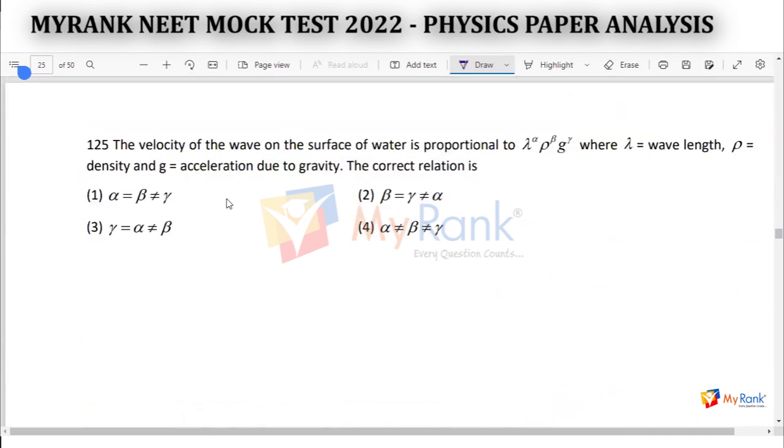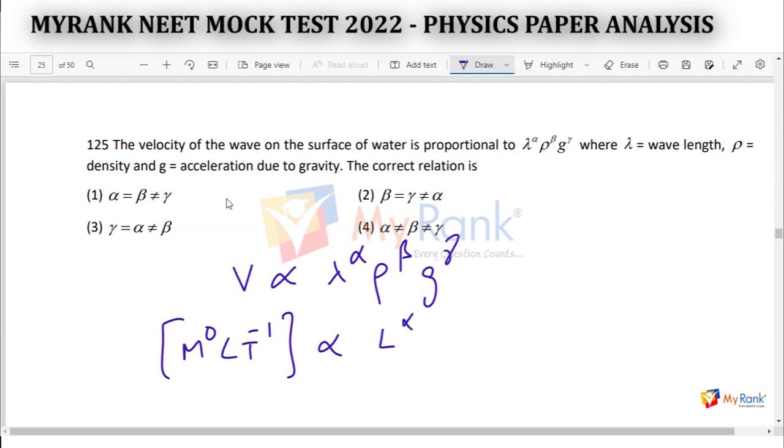The velocity of the wave on the surface of water is proportional to lambda power alpha, rho power beta, g power gamma, where lambda is wavelength, rho is the density, g is the acceleration due to gravity. The correct relation is? What can we write for this? V is directly proportional to, what is V? Velocity, friends. Lambda power alpha, rho power beta, g power gamma is given. So for velocity, LT power minus 1 with M power 0, students. Lambda means L power alpha, rho density, mass by volume, so M power beta, volume L power minus 3, it is minus 3 beta. Likewise g means LT power minus 2, so L power gamma, T power minus 2 gamma. We can relate like this.